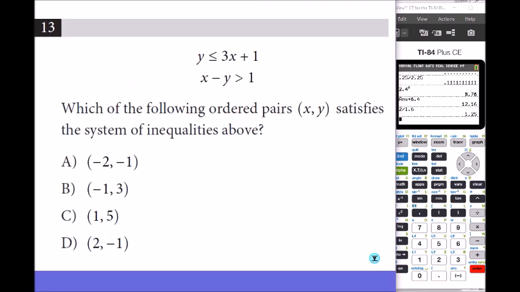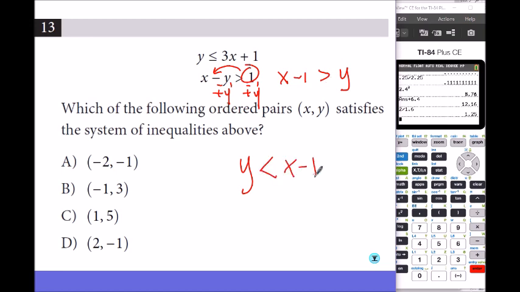13, which of the following ordered pairs x, y satisfy the system of inequalities above? So let me just go ahead and start looking at the first one. So here, if I move the y, I get x minus 1 and y, right? I'm just adding y and subtracting 1. So I move 1 to the other side, y to the other side. So this is what? Y must be, if I put y first, y is less than x minus 1.